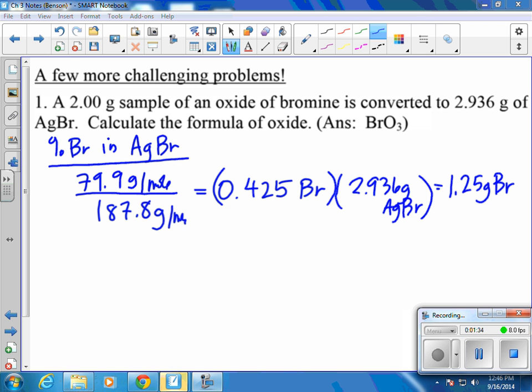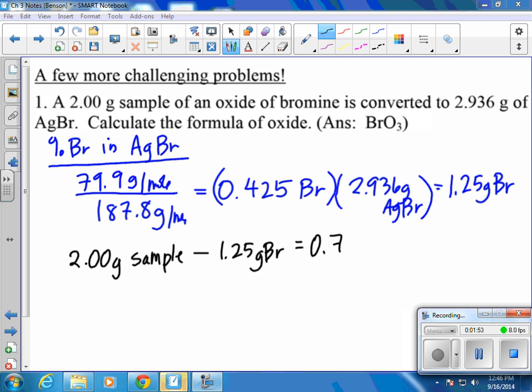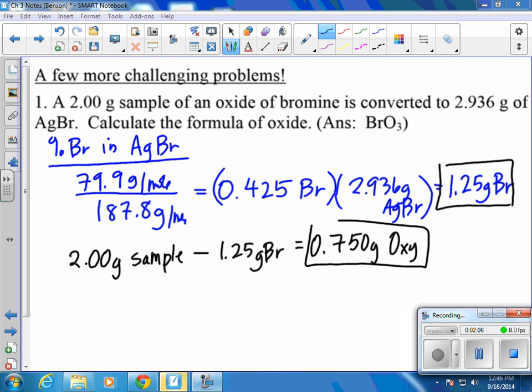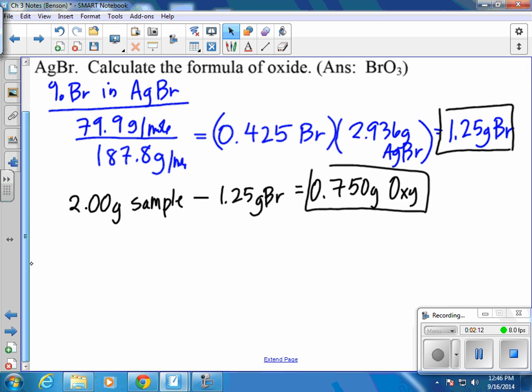Okay, so then all I need to do to get the oxygen is take my original sample, which was a 2-gram sample, and subtract out the bromine, because I know there's only bromine and oxygen in there. This is going to give me 0.750 grams of oxygen. And so I'm going to go ahead and now do my empirical formula. I'm going to use my 1.25 grams of bromine and my 0.750 grams of oxygen, and now this is a straight empirical formula problem that all of you are familiar with.